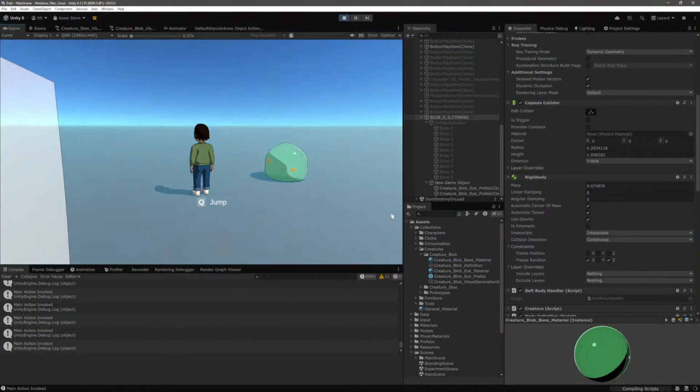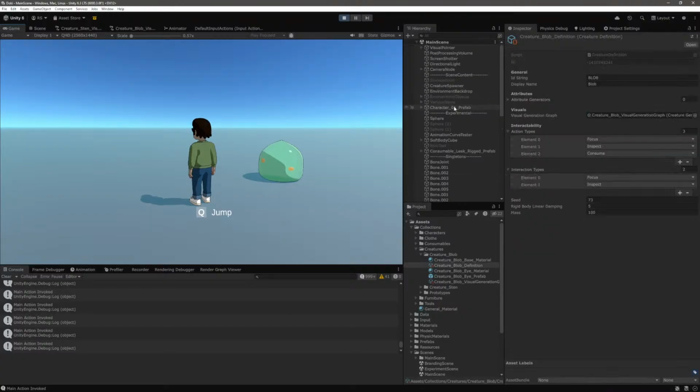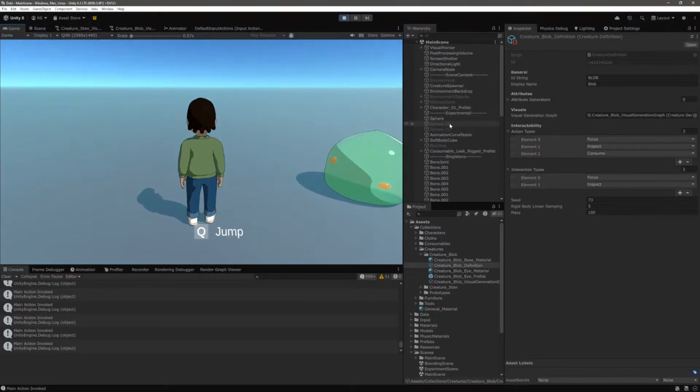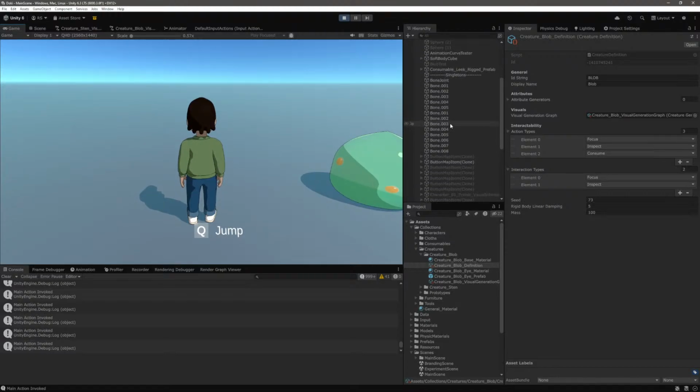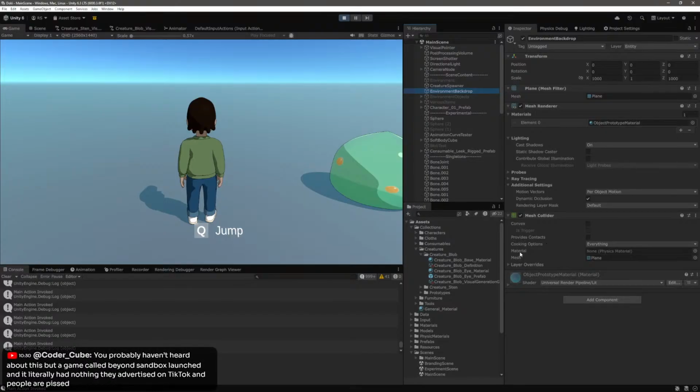Pretty sure we don't have any physics on the ground as well. Or friction. We're gonna double check. No physics material.